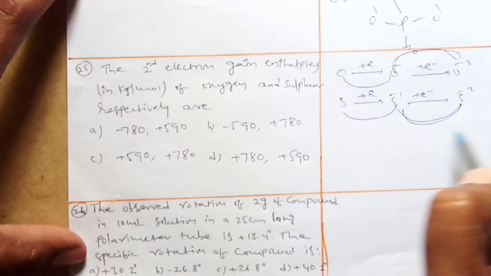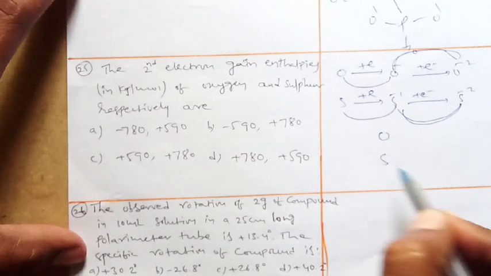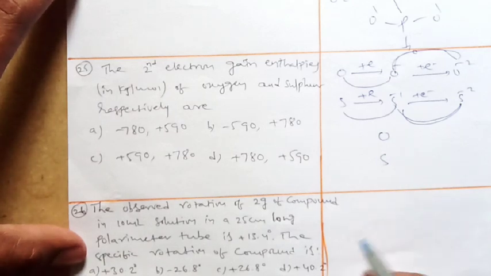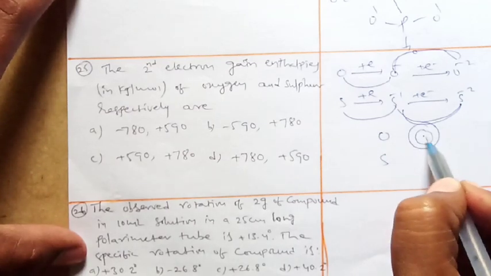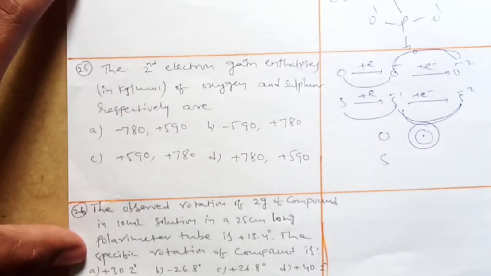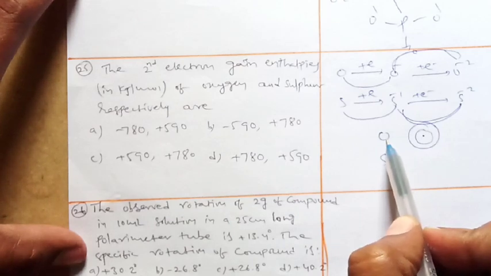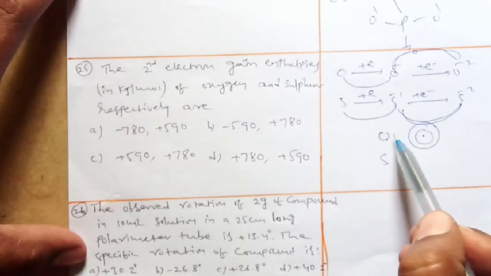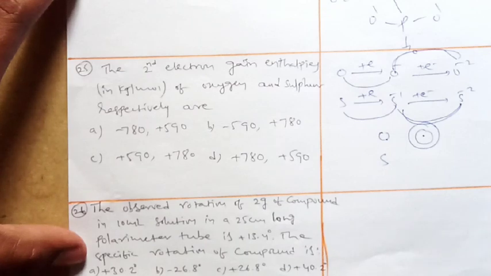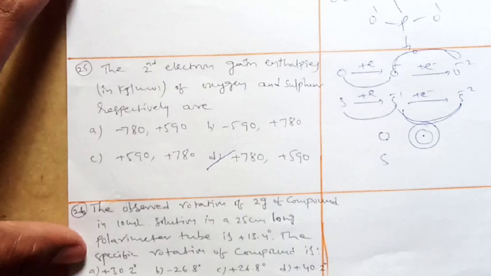In oxygen and sulfur, in which case must more energy be supplied? In the case of oxygen, because here there are only two shells, so electrons are very close to the nucleus. That is why addition of an electron is somewhat difficult and more energy must be supplied. This is not a numerical, just identification of energy differences. The highest energy is required in oxygen, positive because it is endothermic; compared to oxygen, sulfur's energy is somewhat less. Which combination is better? 780 and 590. Is it clear?